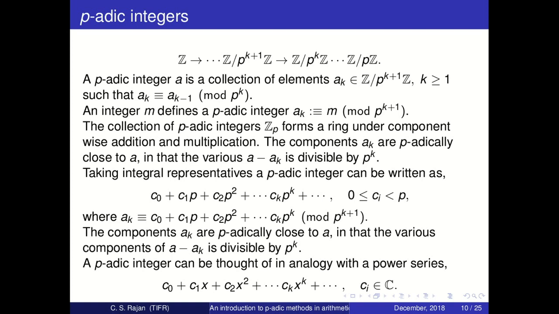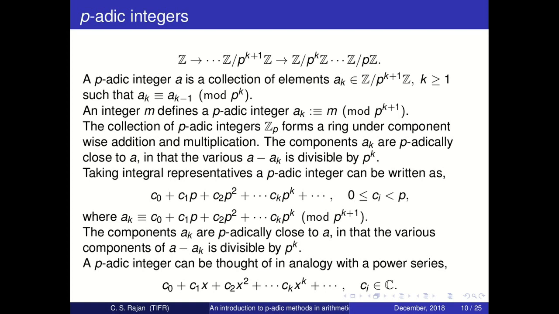And what is happening here is that there are other completions of the rationals which are possible, and they are all indexed by the prime numbers p. That is what is happening, and they are called the p-adic numbers. But one can think of it from that point of view, which I will come to in a matter of a few slides.